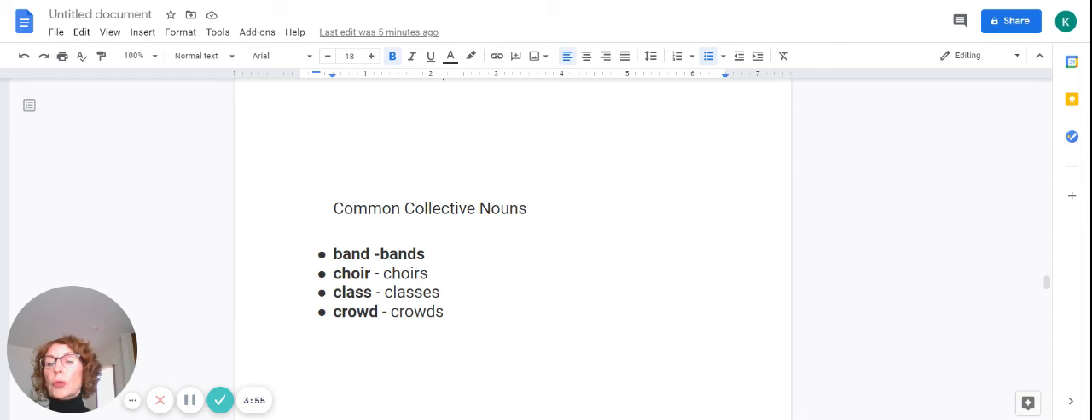And then, of course, the word crowd. That's a singular collective noun. It's a group of people coming together. Or we could have different crowds of people, plural collective noun.